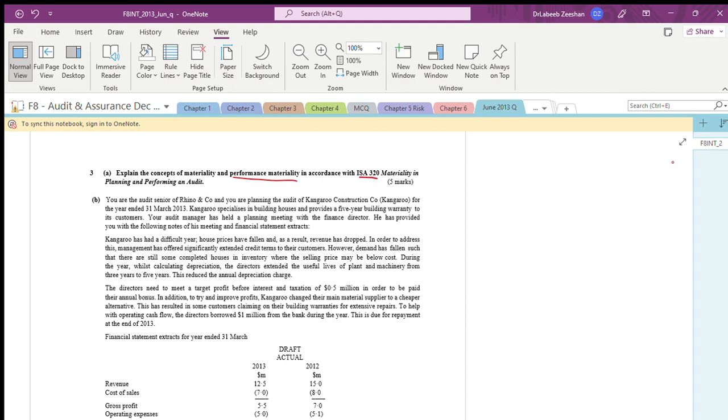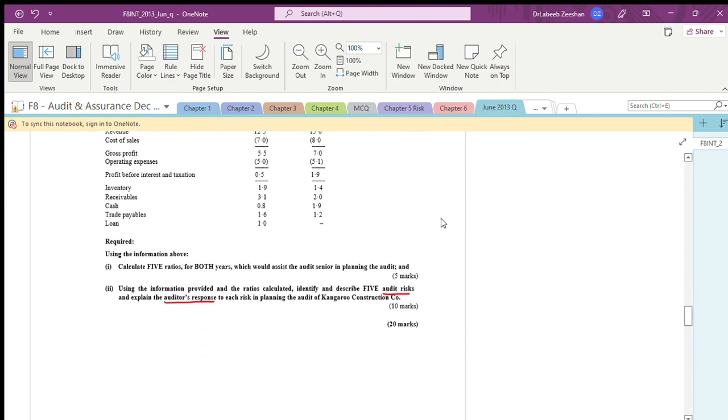Okay, we'll do this. And what they are asking is, calculate 5 ratios for both years which would assist the audit senior in planning the audit, and using the information provided and the ratios calculated, identify and describe 5 audit risks and a response for each on the planning of the audit of Kangaroo Constructions Company.